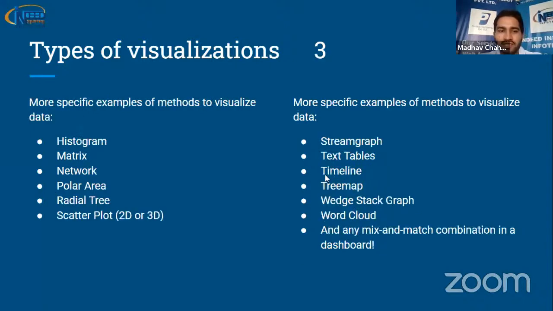Let me move to the next slide. Here we have a few more examples related to data visualization only. We have histogram, matrix, network, polar area, radial tree, and scatter plot, which can be 2D or 3D. Both ways we can use it. Then we have stream graph, text tables, timeline, tree map, wedge stack graph, word cloud, and any mix and match dashboard. So in this way we have multiple methods and examples of data visualization.